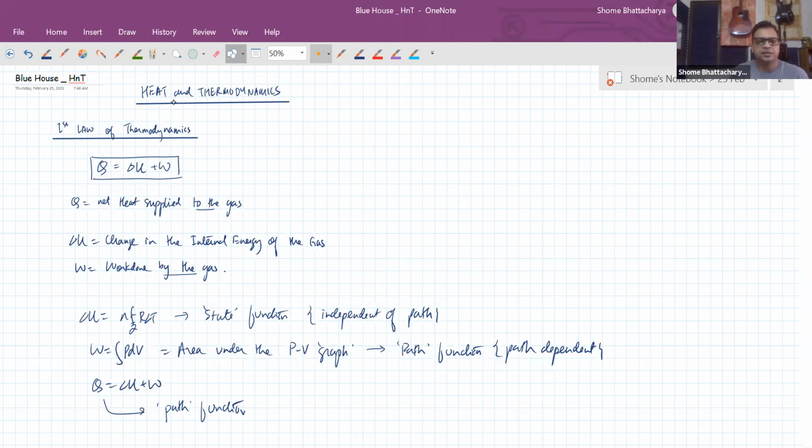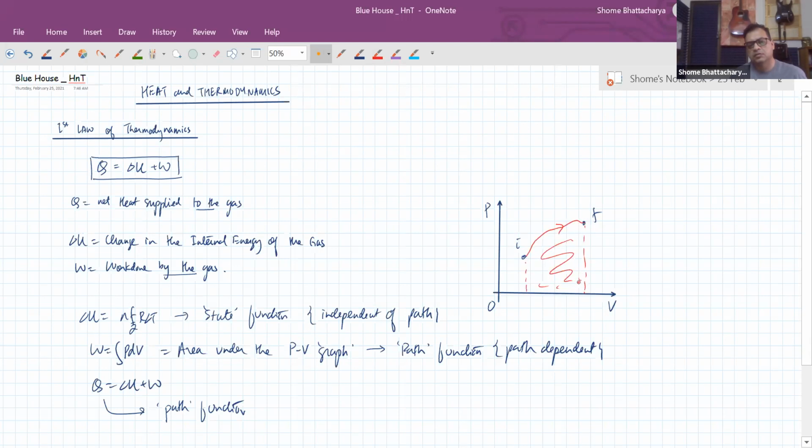Okay, so if we are describing any particular thermodynamic process by a PV graph, where this is the initial state, let's say, and this is the final state, and there is some kind of a path from the initial to the final state, the area under the P versus V graph is the work done by the gas.